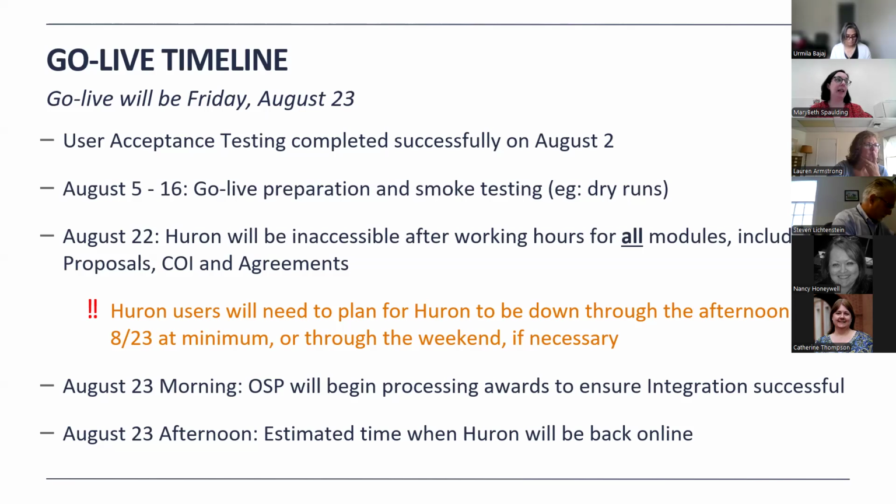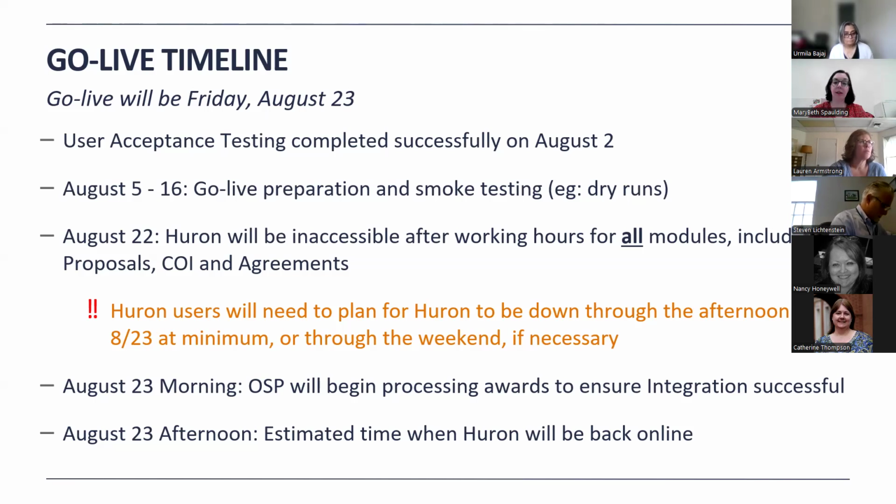August 5th through 16th, so this week and next week, are going to be preparation for go live and what's called smoke testing. Smoke testing is basically us working with Huron to do some dry runs in our stage environment. Assuming those dry runs go well, which they should, because we did all of that user acceptance testing, we will go live on the evening of August 22nd into August 23rd.